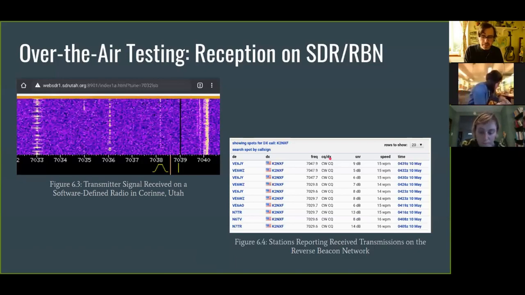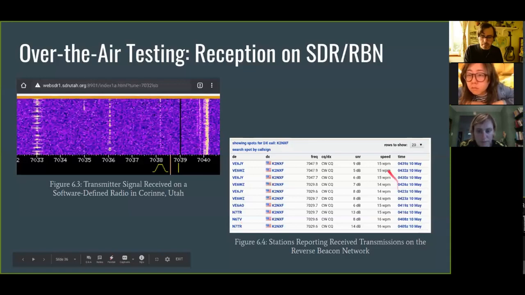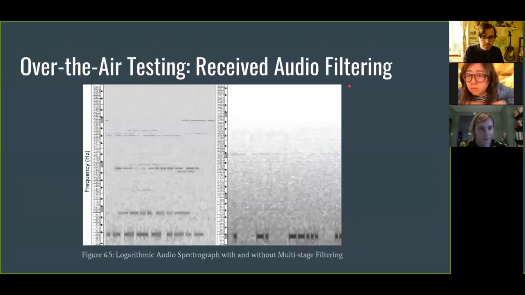And these are all entries where I was logged. These stations here are in central Canada, so they're about 500 to 800 miles. This was in Nevada, and this was about central California here. So they let you know how far above the noise you're coming in, and what speed was your Morse code. Really cool way to test whether or not I'm able to get out.